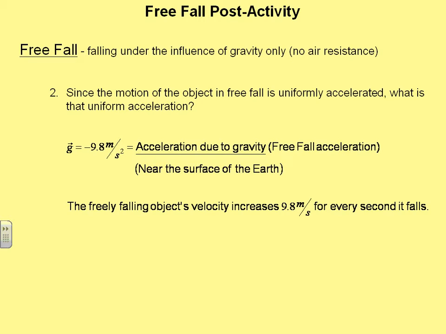In fact, if you reverse it, throw something straight up in the air, it'll slow down 9.8 meters per second every second as it goes up, and speed up 9.8 meters per second for every second on its way down.